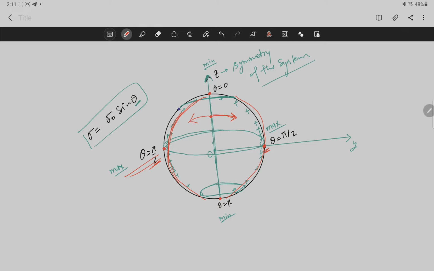If you put any charge, positive or negative, on this axis, you will find the electric field is zero.